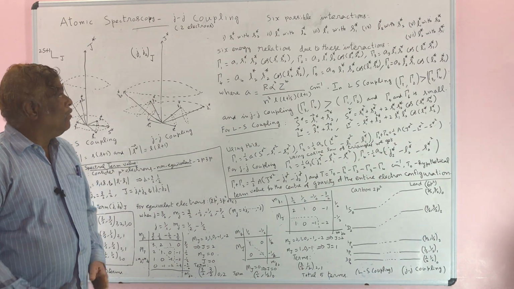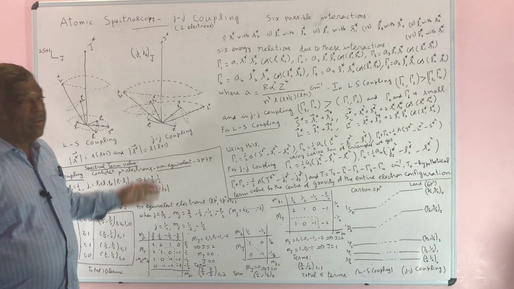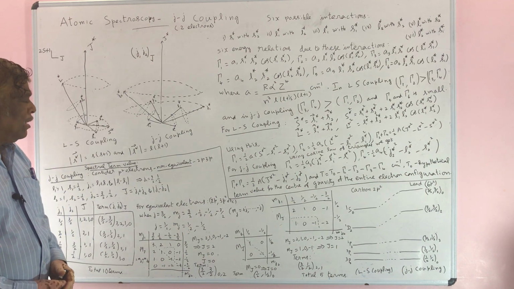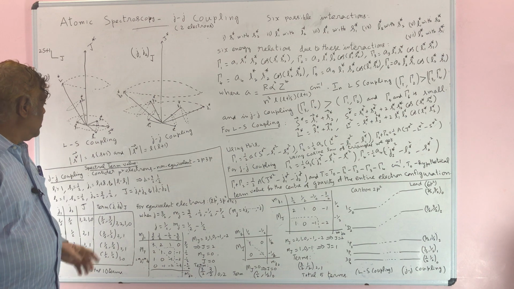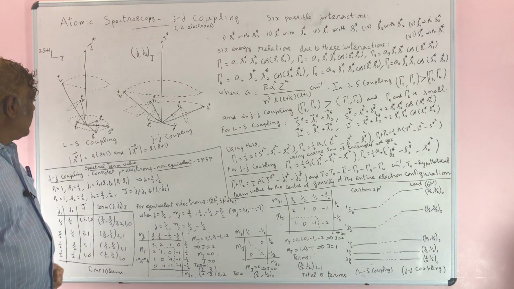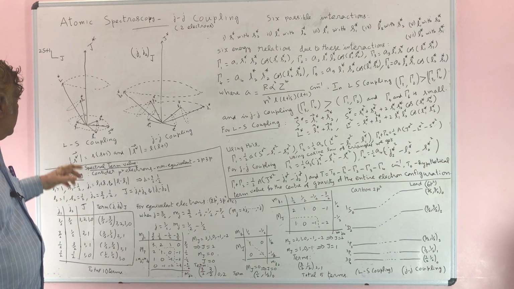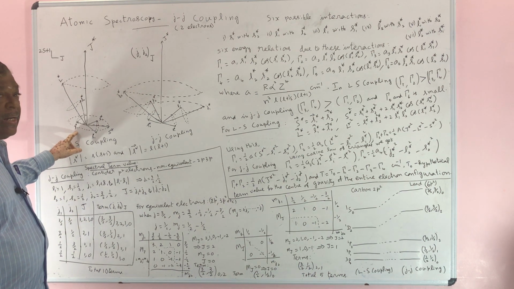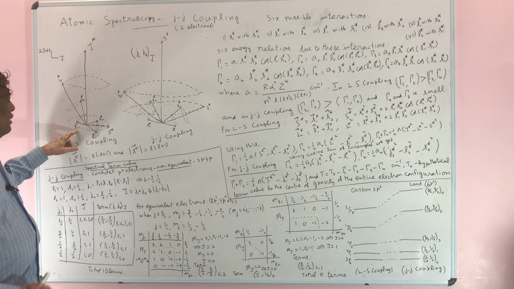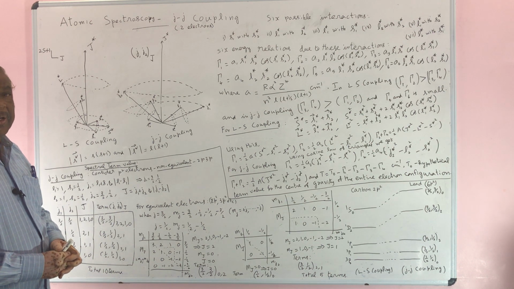In this lecture, we are going to discuss how to arrive at spectral terms for two electron systems under the JJ coupling scheme. There are two types of coupling schemes. One is the LS coupling scheme, and the other one is the JJ coupling scheme. Since we are considering two electrons, if you take only the first electron, it will have orbital angular momentum as well as spin angular momentum.